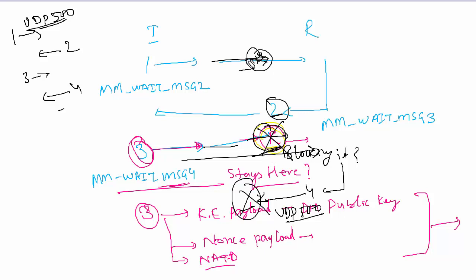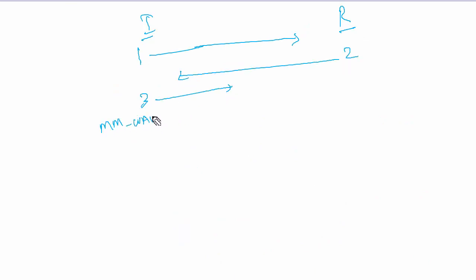I am telling you that all these 4 messages are exchanged on UDP 500. So if the third packet is getting blocked, that means the first was also being blocked. If the first message was being blocked, how did we reach up to the third message? If the first packet was being blocked, this would never have gone forward. Initiator, responder: the initiator sends the first message, the responder sends the second message, the initiator then sends the third message and goes into the state wait message 4. In the third message, it sends the key exchange payload, nonce payload and NAT-D.